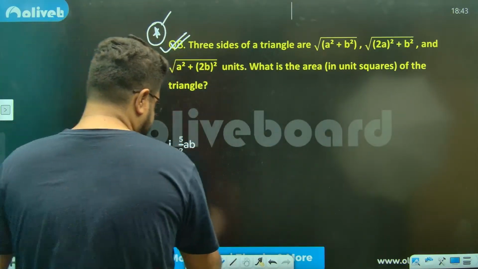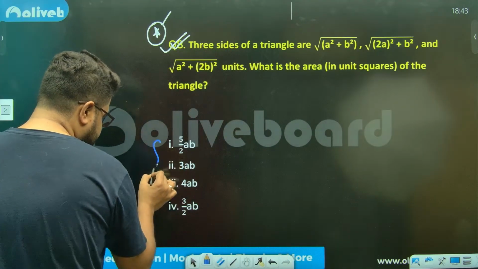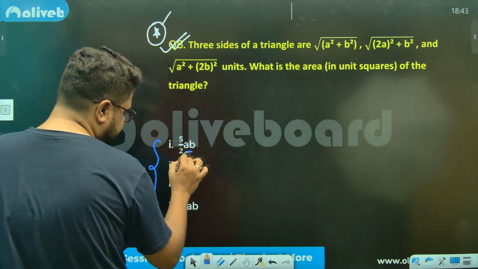So what I'm getting to is, I can see the options. All 4 options are having A, B with them.